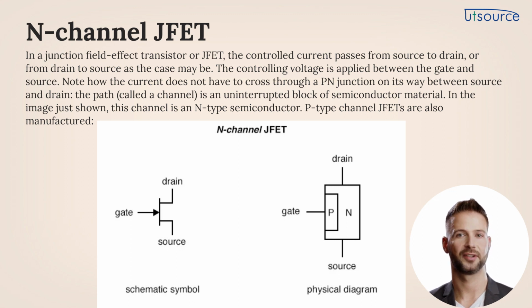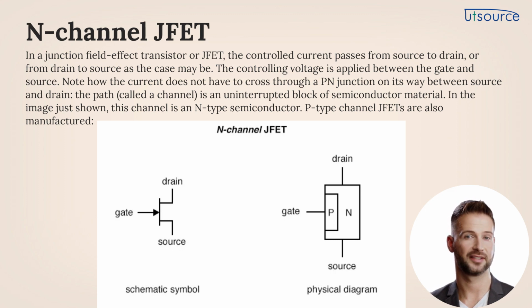The controlling voltage is applied between the gate and source. Note how the current does not have to cross through a PN junction on its way between source and drain. The path, called a channel, is an uninterrupted block of semiconductor material. In the image just shown, this channel is an N-type semiconductor. P-type channel JFETs are also manufactured.